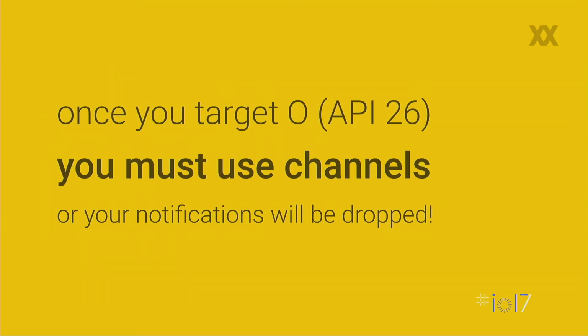Once you target O, if you take nothing else away from my 2 minutes here, take away this: you have to use channels for every notification, or they will be dropped. So until you target O, you can start slowly evolving your notification system over to channels. Once you target O, they have to all be channelized, because we're trying to get to a consistent experience where the user knows what they're going to get.